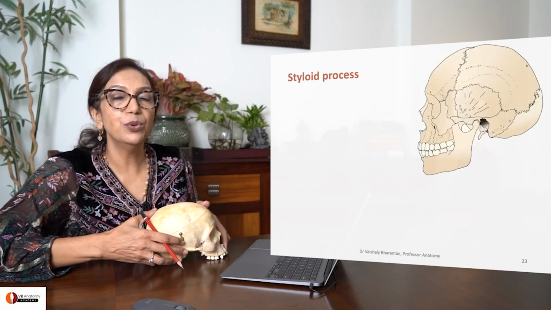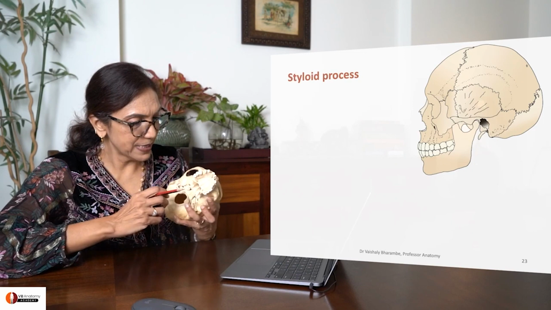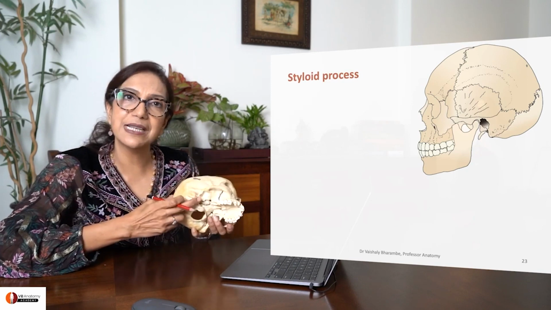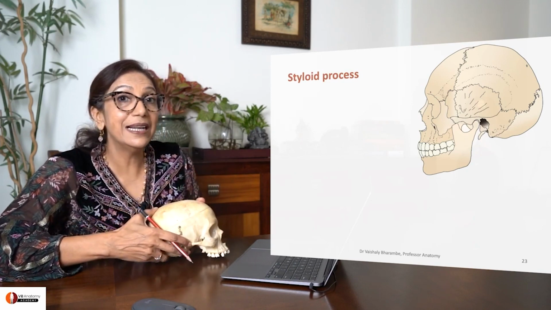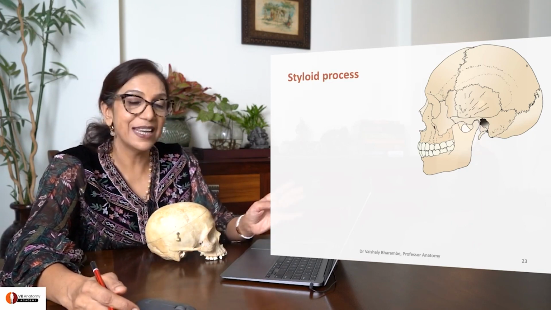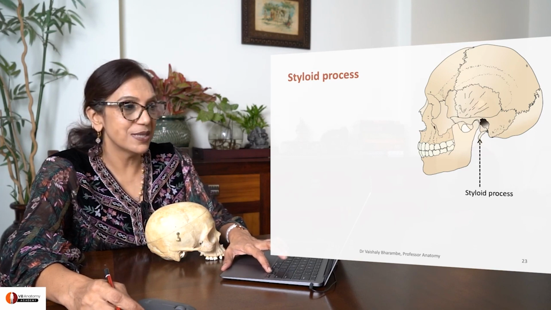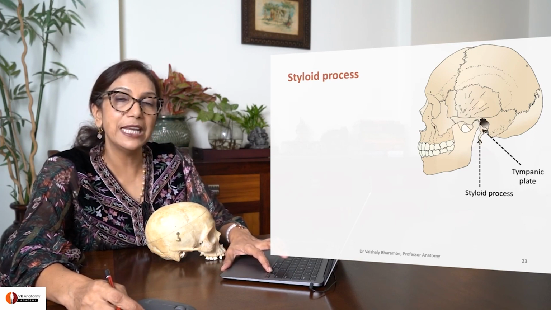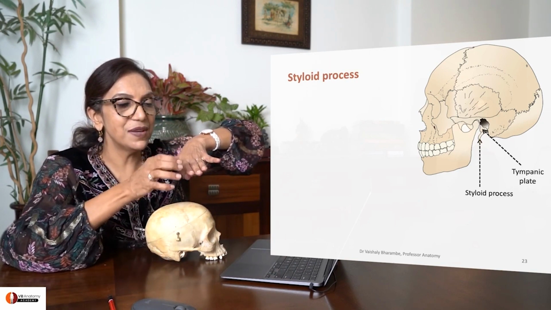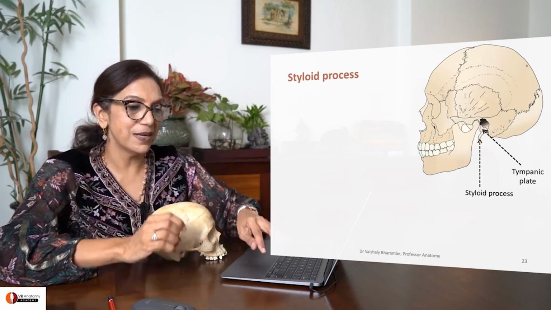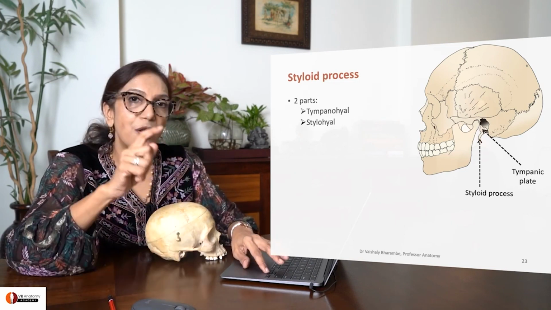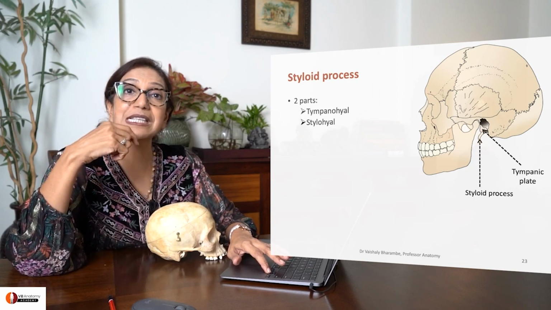Right. Let's now come to the beautiful styloid process present over here. Many times on the skull you will find the styloid process broken, but the little lower end of it is always there. So, what is this lower end? What is this upper end? Take a look. Here is your styloid process, covered by the tympanic plate. So, it has a free part and a covered part. The covered part is called the tympanohyal and the free part is called the stylohyal. From the stylohyal begin a lot of stylo muscles.